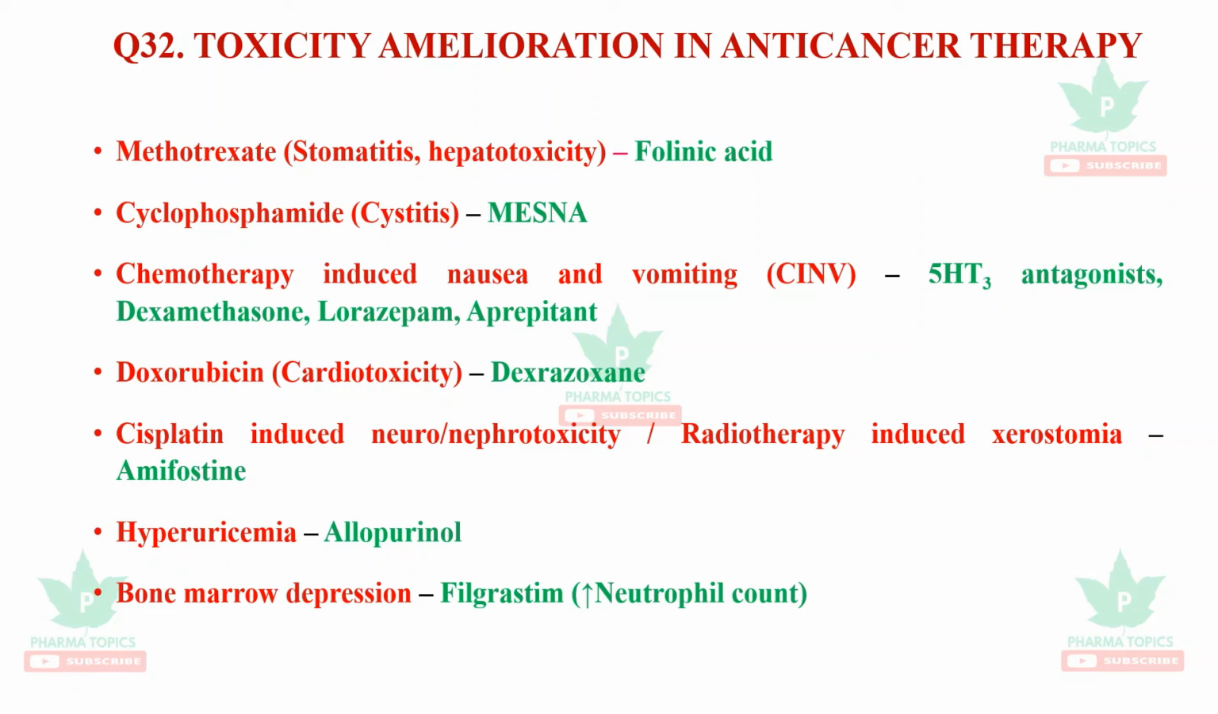Chemotherapy induced nausea and vomiting is controlled by 5-HT3 antagonists, that is ondansetron, palonosetron, dexamethasone, lorazepam, aprepitant. Doxorubicin cardiotoxicity is reduced by dexrazoxane. Then cisplatin induced neurotoxicity, nephrotoxicity, and radiation induced xerostomia are controlled by the antidote amifostine. Hyperuricemia caused by the anti-cancer drugs is controlled with allopurinol, and bone marrow depression causes reduction in the neutrophil count, which could be revived with filgrastim, which is a granulocyte colony stimulating factor.